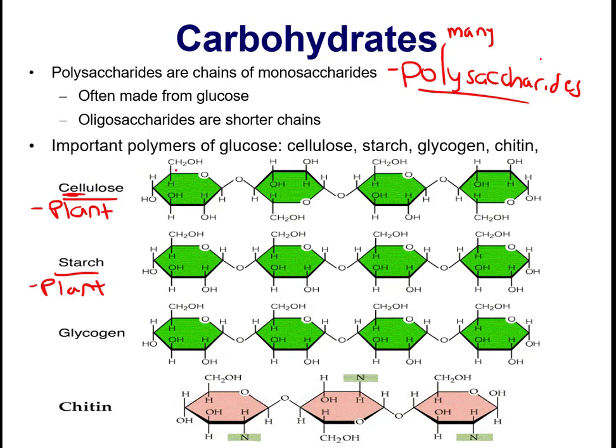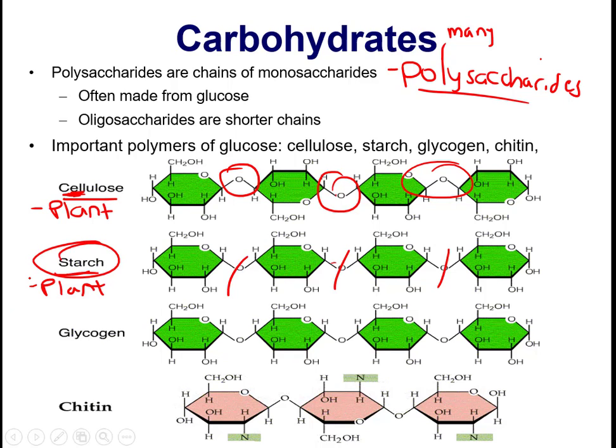Now here's something interesting. Humans cannot break down cellulose. We do not have the ability to break these bonds apart. So cellulose is basically your fiber. You don't get any energy out of it. Starch, on the other hand, we can break these bonds. So we can get calories, energy from starch. Potatoes and corn have a lot of starch, whereas celery and kale and things like that have a lot of cellulose, and you don't really get anything out of them. You do get some fiber though.